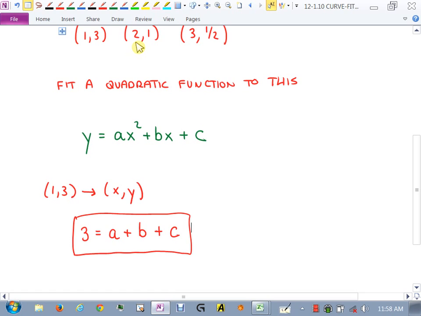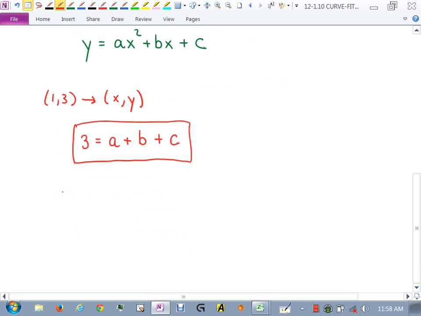So now let's replace x with what? 2 and y with 1, and let's see what happens. So using the point 2, 1 for x and y into that same equation up there, we get 1 equals, replace the x up here with 2 now, 4a plus 2b plus c. There's my second equation.